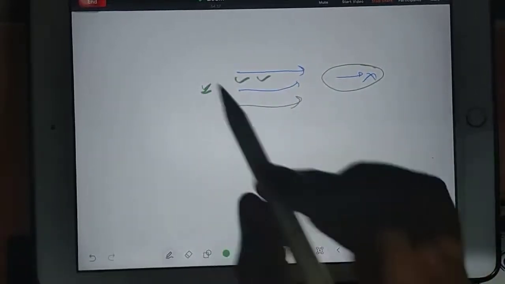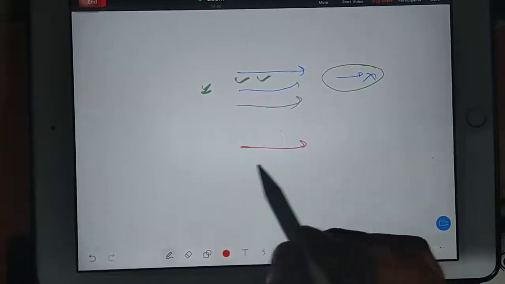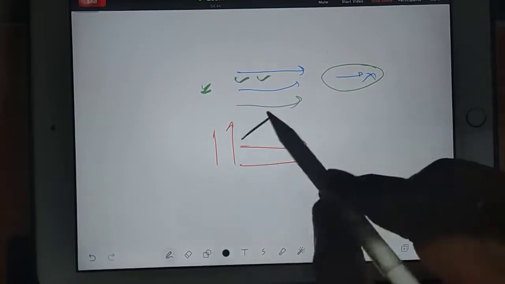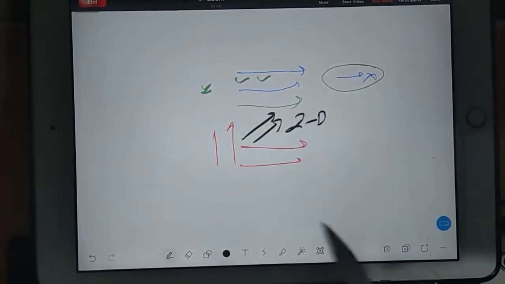Then you will say one dimensional flow. But if your flow is happening in x direction also and in y direction also, it means your flow is happening like this, then you will say two dimension.